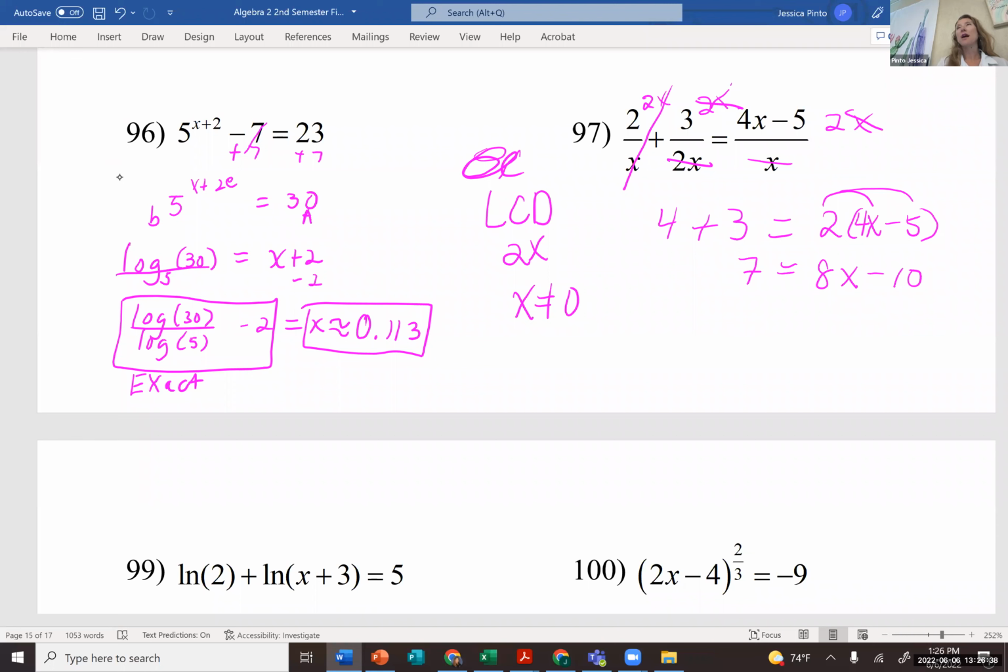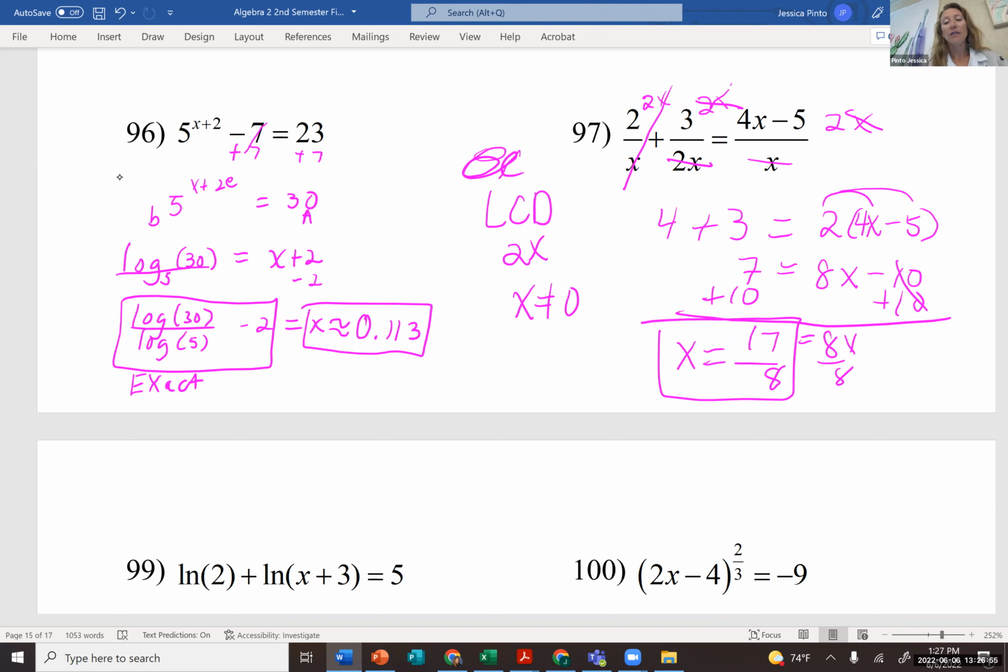Oh, good. X will not be equal to 0. Now add 10. 8x is equal to 17. Dividing by 8, I get this fraction for x. I'll leave the fraction in the form that I found it. This looks great. Oh, we're almost done with this page.